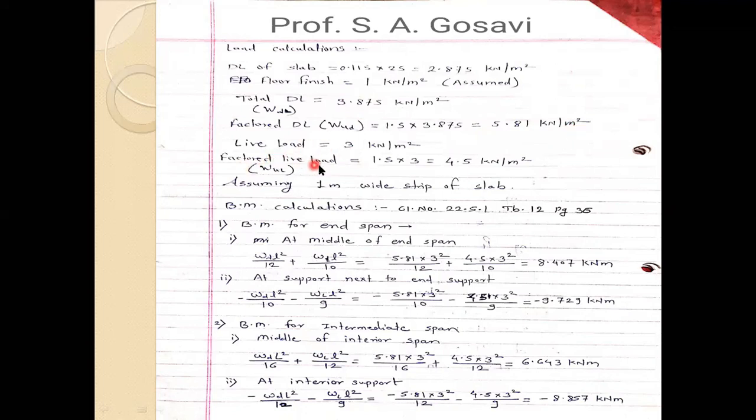Now live load. Live load is given in the problem itself. It says 3 kilonewton per meter square, that is, 3000 Newton per meter square is given. Convert that Newton into kilonewton, it will be 3 kilonewton per meter square. Sometimes in the numerical the live load is not given. They may not give you the live load.